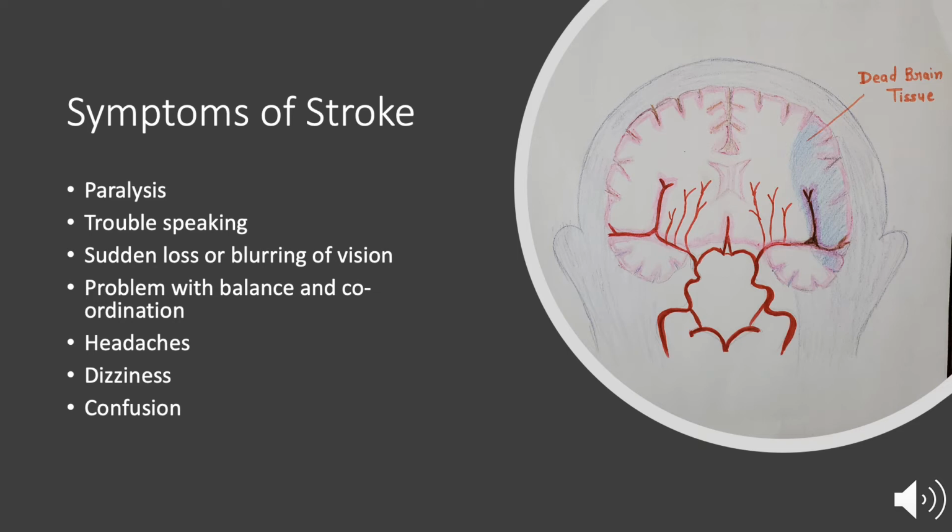We also have problems with balance and coordination. This happens when stroke occurs in the cerebellum, and this leads to incoordination. The cerebellum is the coordinator of our movement. We also have headaches. This happens when the blood vessel in the brain bursts, causing severe headaches with no known cause. We also have sudden loss or blurring of vision, and we also have dizziness and confusion.